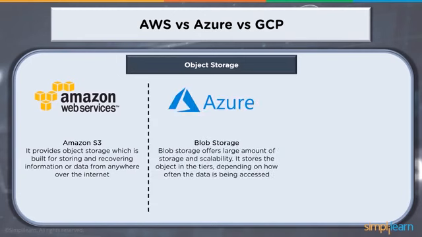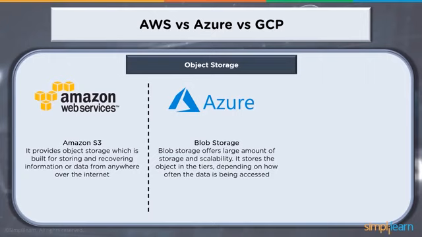Azure comes up with Blob Storage, that is binary large objects. Storage offers a large amount of storage and scalability. It stores the objects in tiers depending on how often the data is being accessed. The same thing applies to S3 from Amazon. S3 also has different storage classes which can be selected when a user or an organization intends to use a storage service.